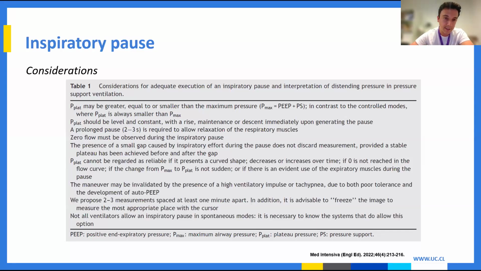Okay, here you can see the table with many considerations published, and that's the reference, so you can review it in detail. But in general terms, it needs to be very stable and without any artifacts.